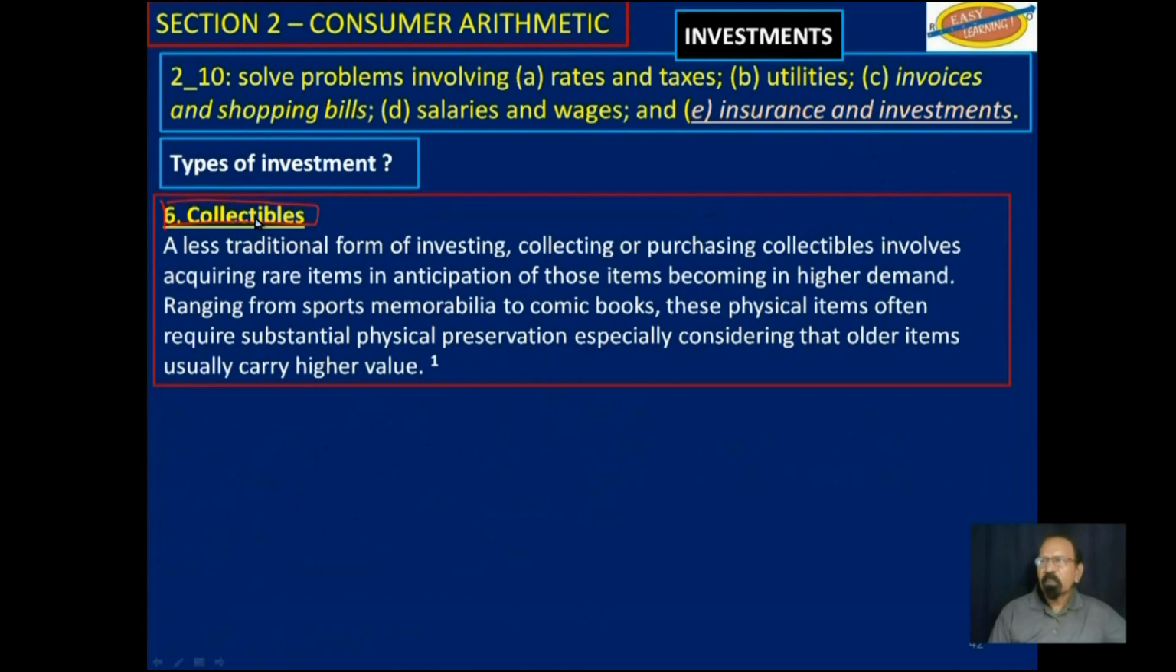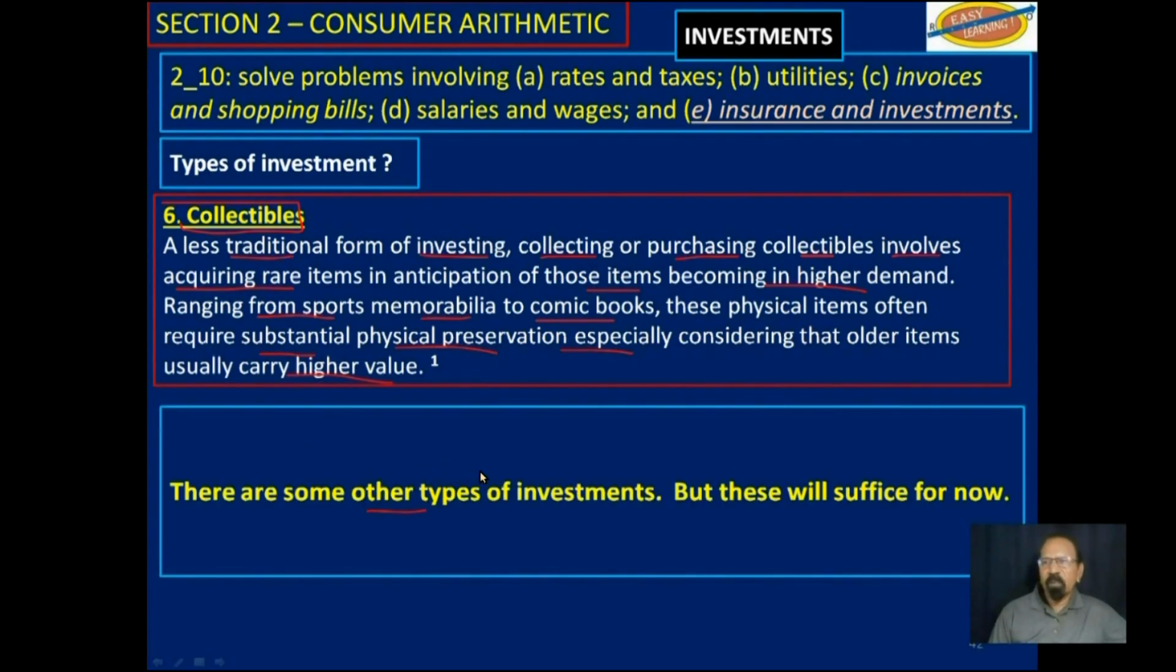Types of investment. 6, collectibles. A less traditional form of investing, collecting or purchasing collectibles, and this involves acquiring rare items in anticipation of those items becoming in higher demand, ranging from sports memorabilia to comic books. These physical items often require substantial physical preservation. Considering that older items usually carry higher value, coins, stamps, paintings, and so on. Now, these are some types of investments, but these will suffice for now. We will not use all of them. That was an introduction to types of investments.